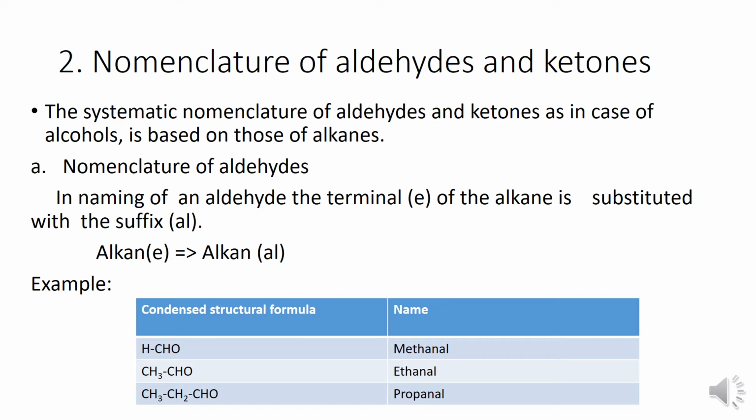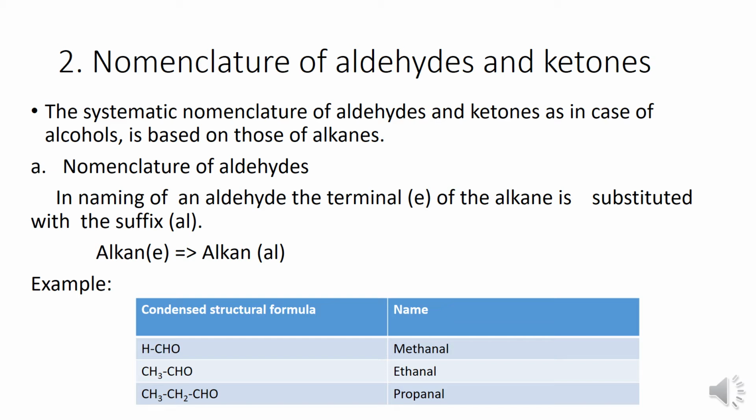Nomenclature of aldehydes. In naming an aldehyde, the terminal e of the alkane is substituted with the suffix al. So the alkane that ends with e will become alkanal, ending with al. The e is substituted by al.